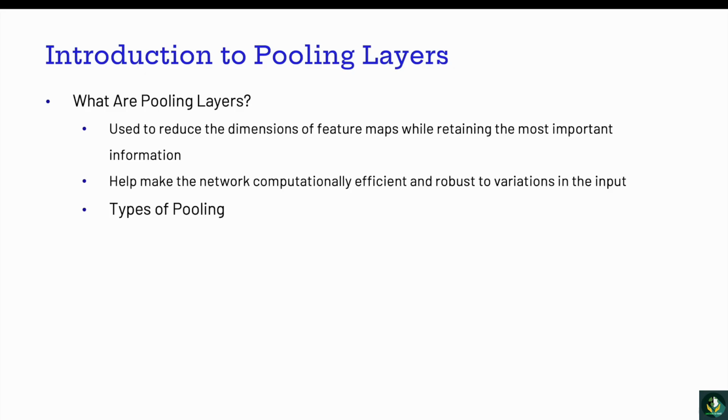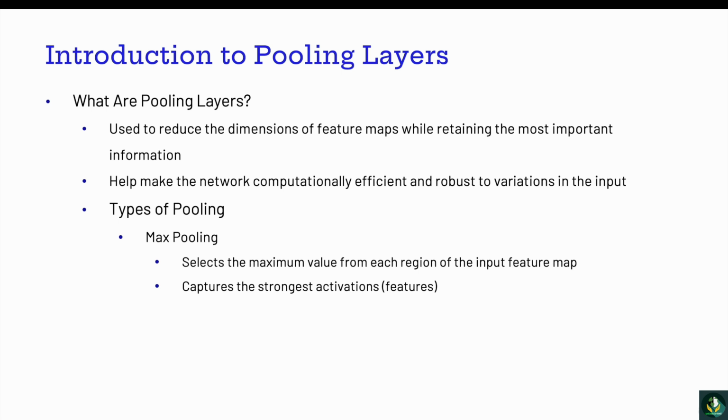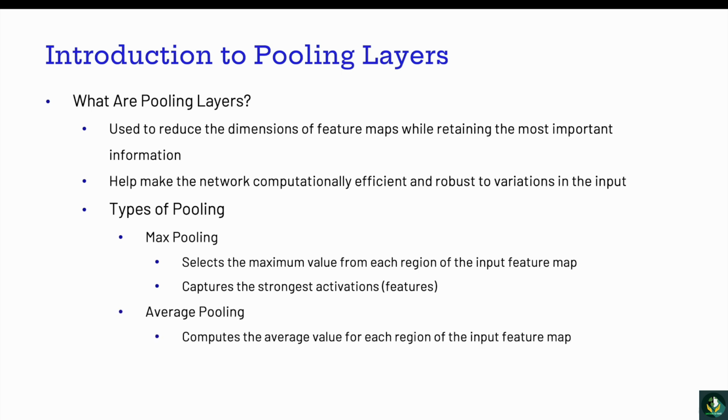Now let's look at the different types of pooling. We have max pooling, which we already used. This selects the maximum value for each region of the input feature map, and it captures the strongest activations, which are the features. Then we have average pooling, which computes the average value for each region of the input feature map and provides a more generalized summary of features.